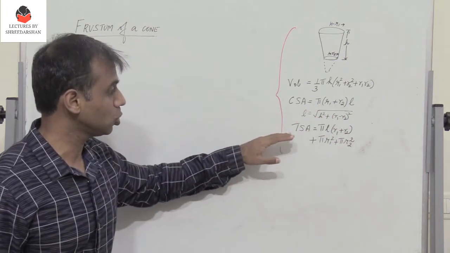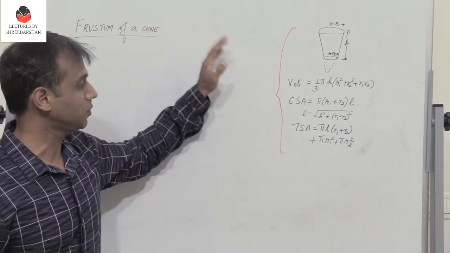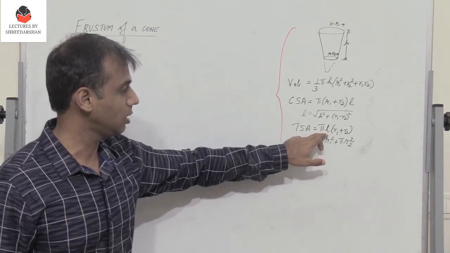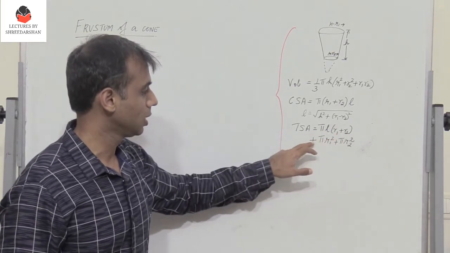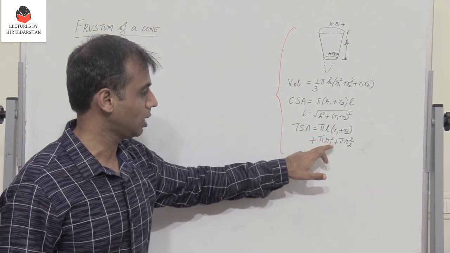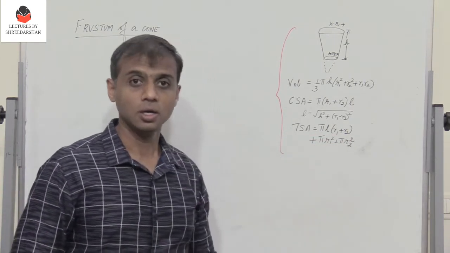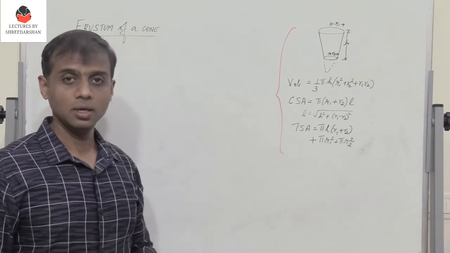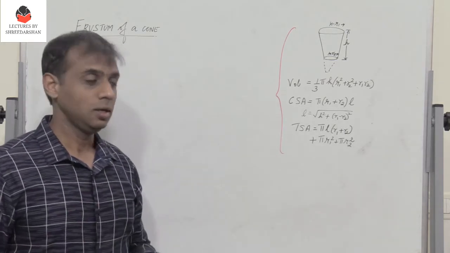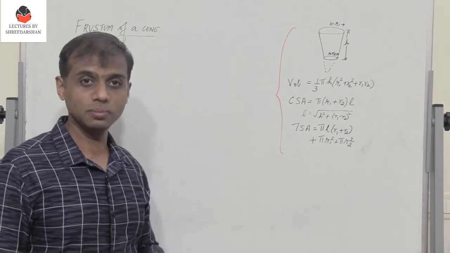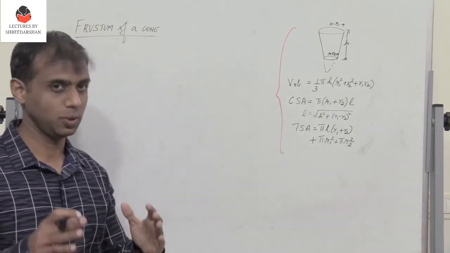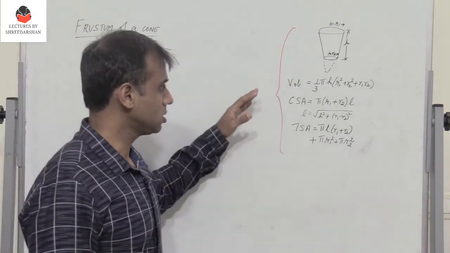And we also have the total surface area of the frustum of cone given by pi L into R1 plus R2 plus pi R1 square plus pi R2 square. So this is the total surface area. Of course the derivations are not there. So in the optional exercise we have two problems where we derive these two expressions, so we'll go through that in detail.